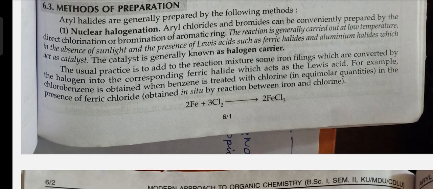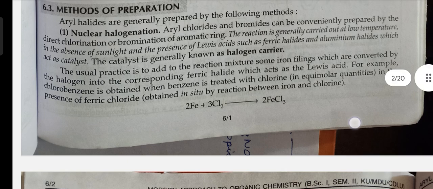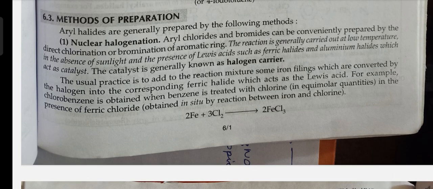Number 1. Nuclear halogenation. Aryl chlorides and bromides can be conveniently prepared by the direct chlorination or bromination of the aromatic ring. The reaction is generally carried out at low temperature in the absence of sunlight and in the presence of Lewis acids such as ferric halides and aluminium halides, which act as catalysts. The catalyst is generally known as a halogen carrier.